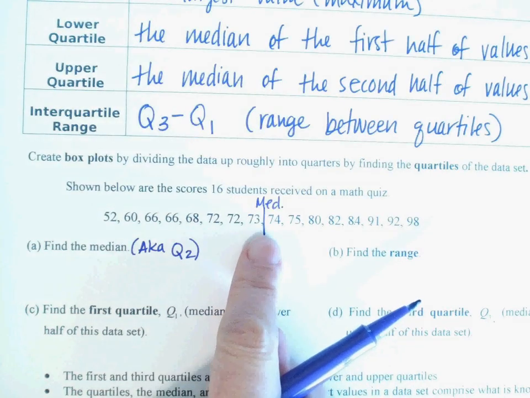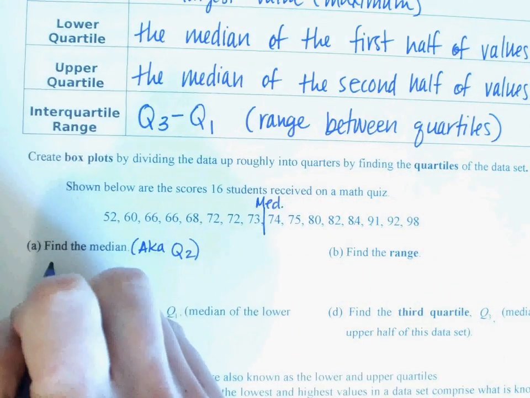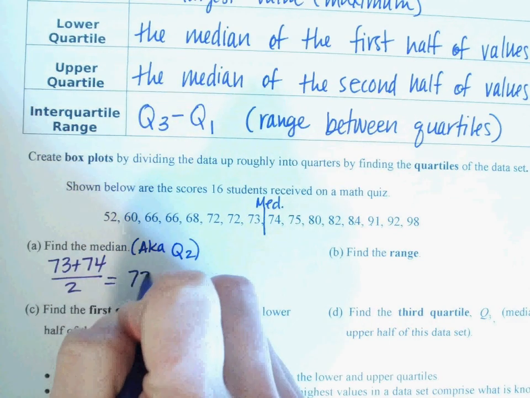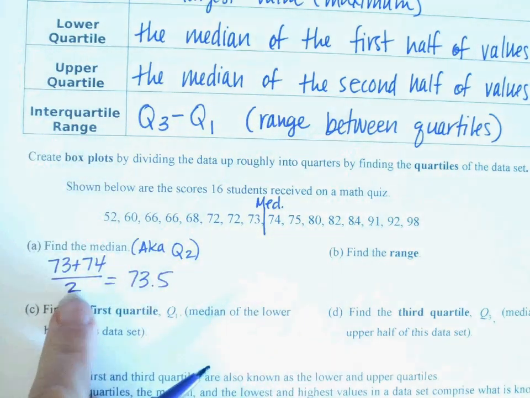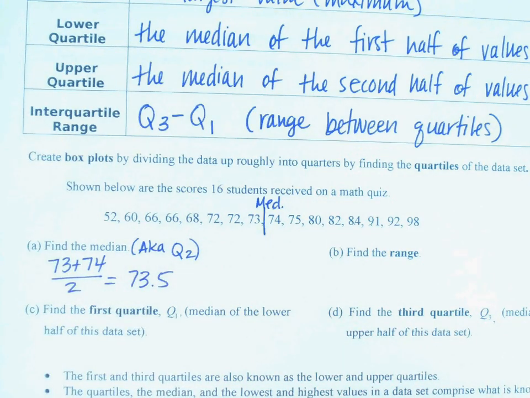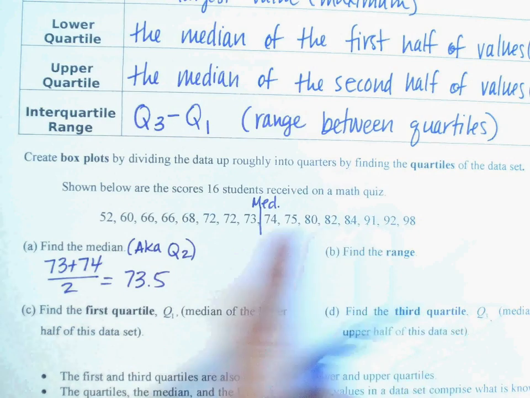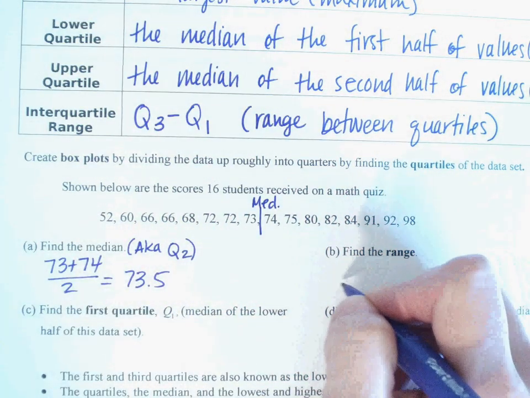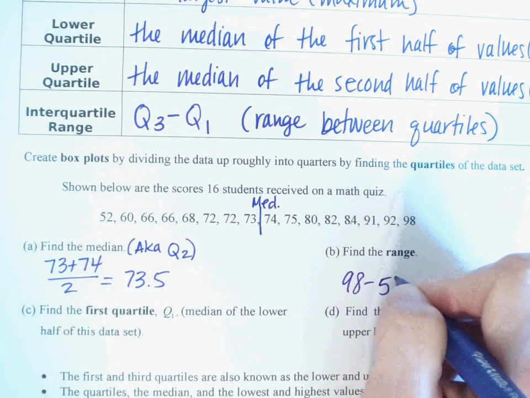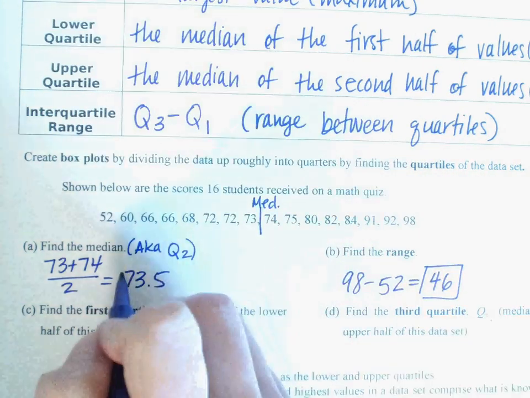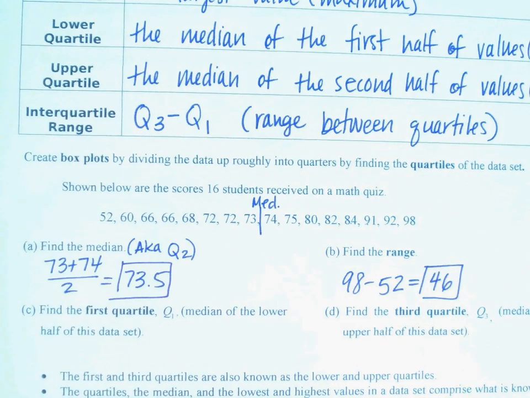Remember, all you do is add them together and divide by 2. And so I know that when I do that, I'm going to get 73.5. But real quick, when you are doing it on your own, this right here is the math to get there. Part B is asking for the range. So range is your maximum minus your minimum. So 98 minus 52, and that gives us 46. Box in my answers here real quick.